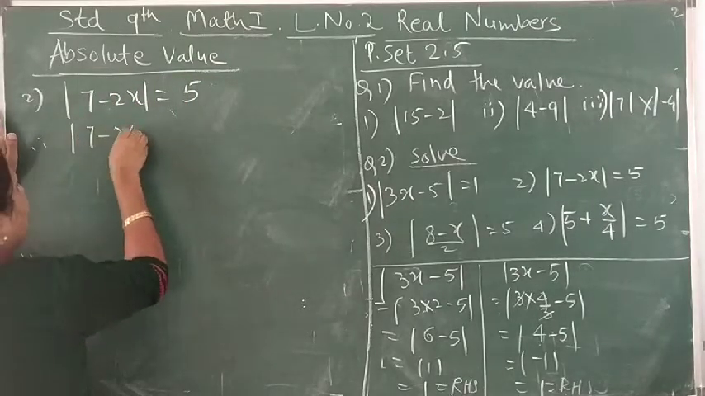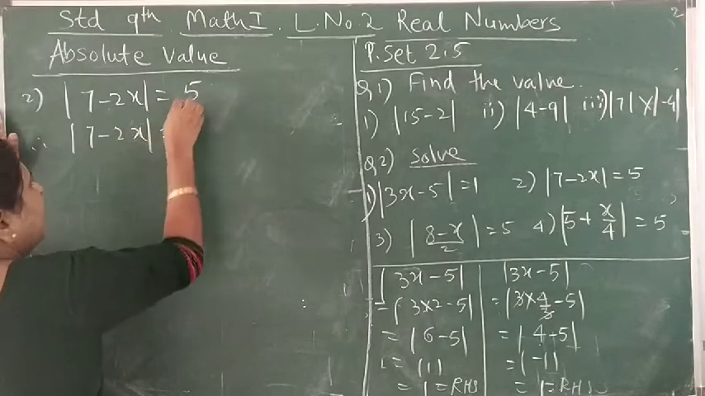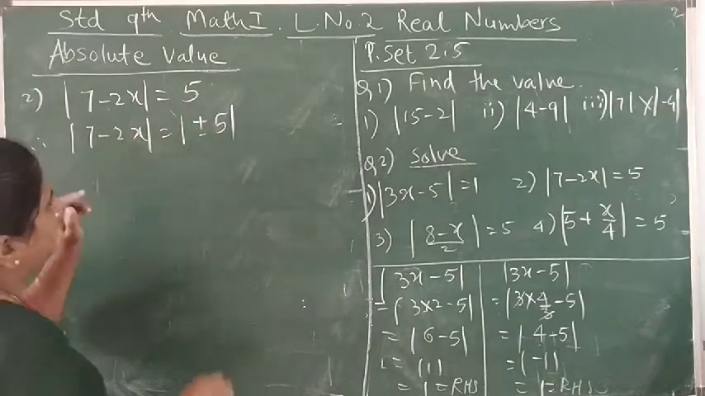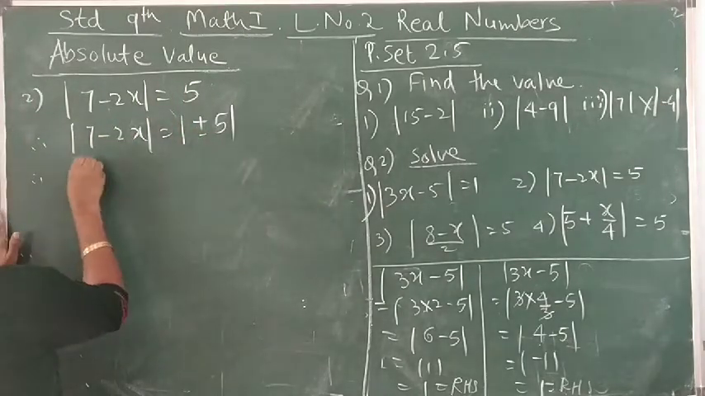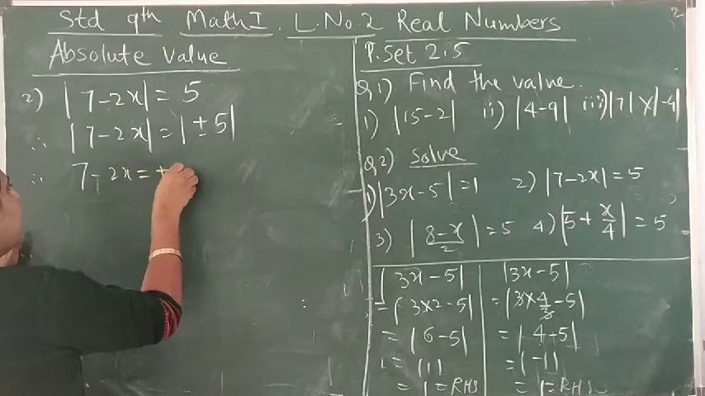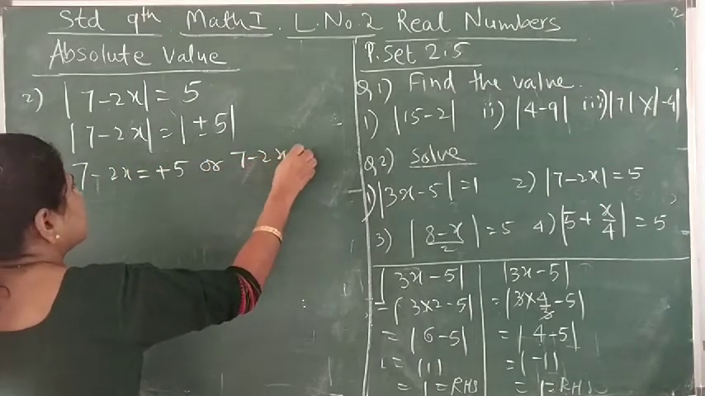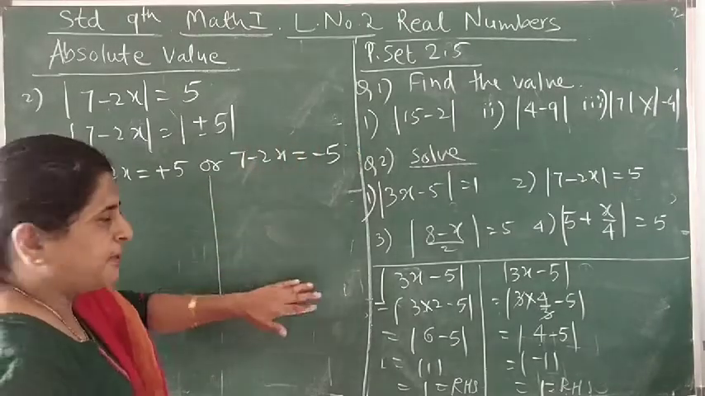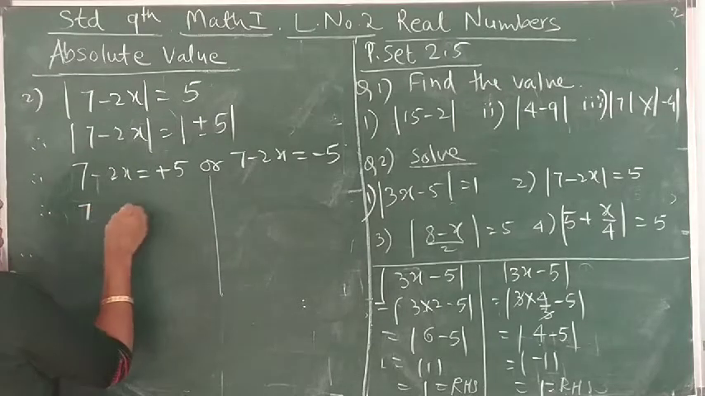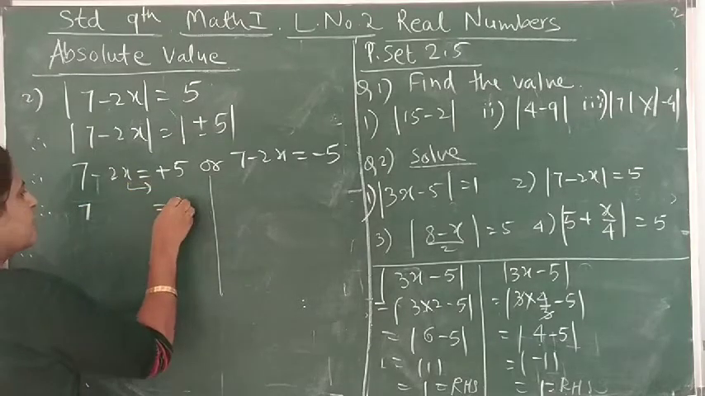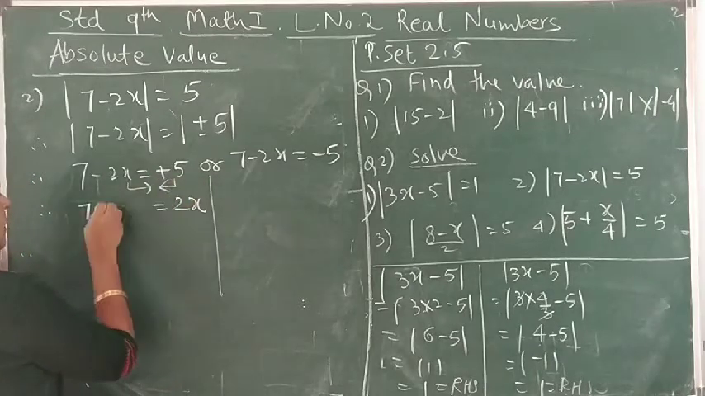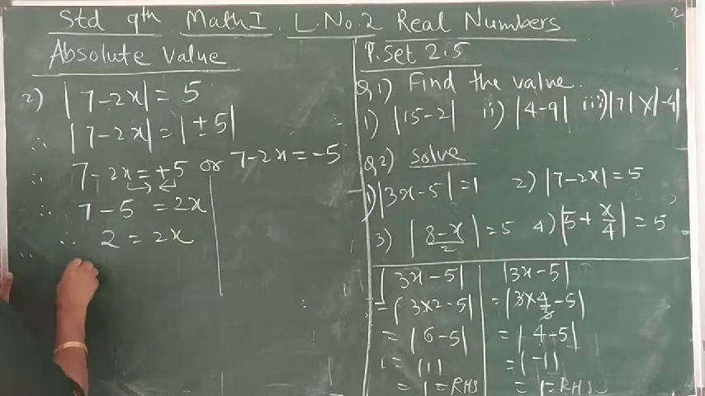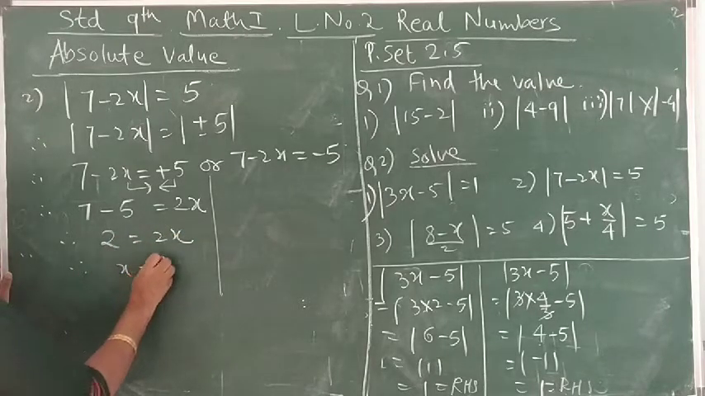Then we can write 5 as plus or minus 5, since the absolute value is either plus 5 or minus 5. Now remove it from both sides. So 7 minus 2x is equal to plus 5, or 7 minus 2x is equal to minus 5. Simplify one equation to get one value, and the other to get another. So 7, taking 2x to this side it becomes positive, and plus 5 here becomes minus. So 7 minus 5 is 2, which is equal to 2x. Therefore x is equal to 2 divided by 2, which is 1.